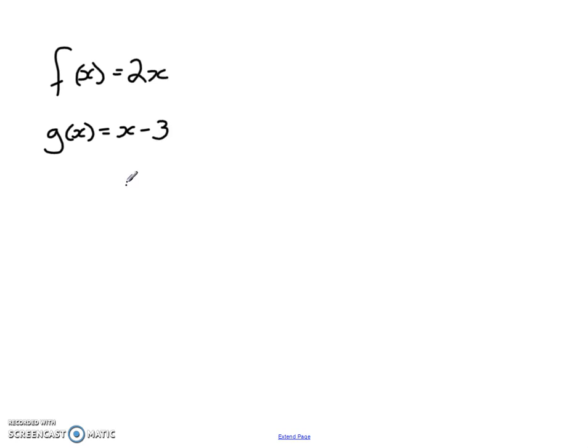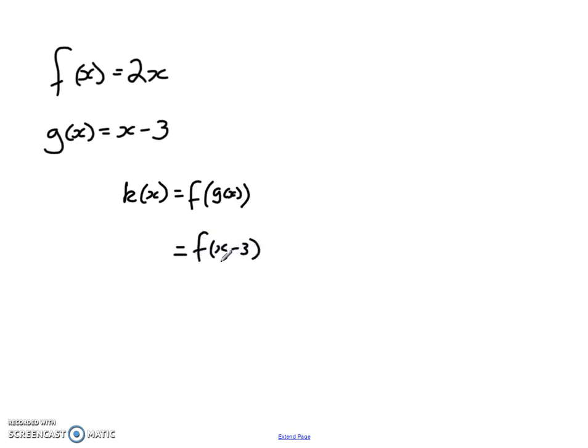So for example, I can make a new function called k of x. And I'm going to tell you that this k of x is the equivalent of f of g of x. What this means is I'm going to take the output of g of x and substitute it into f of x to create this new function k of x. Now, up here based on the rules, g of x is equal to x minus 3, so this is the output I'm going to get. So that's the equivalent of me saying it's f of x minus 3.